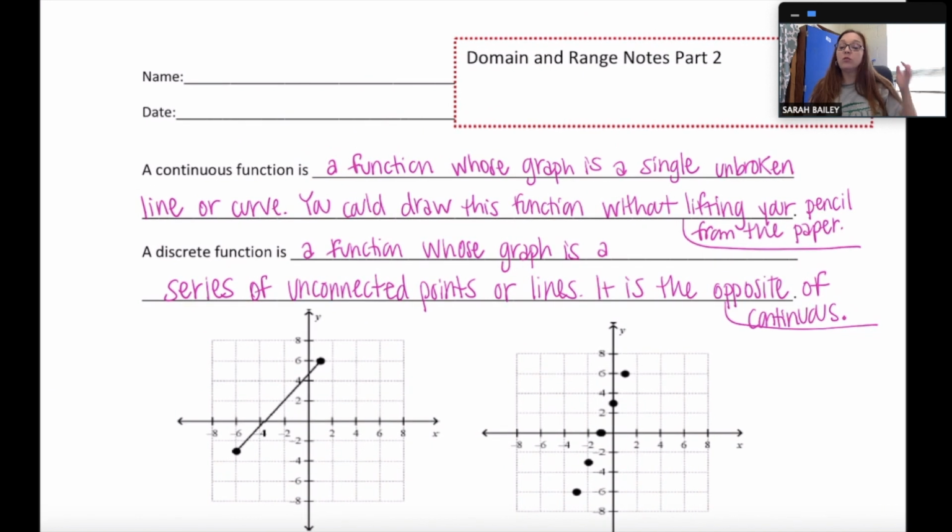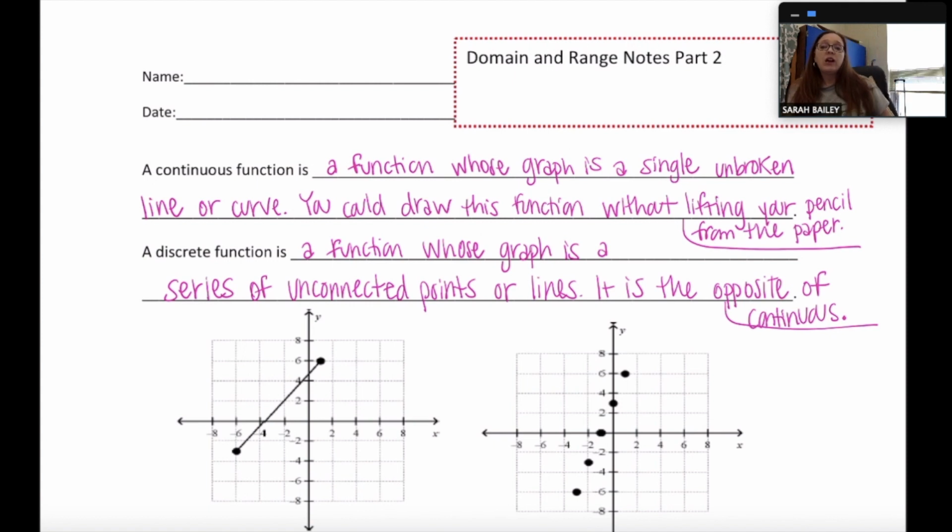On the next page, we're going to start talking about continuous and discrete functions. So you're going to want to pause the video to get these definitions written down. A continuous function is a function whose graph is a single unbroken line or curve. In other words, you could draw this function without lifting your pencil from the paper. Now, a discrete function is the exact opposite of a continuous function. It's a function whose graph is a series of unconnected points or lines. Okay, or in other words, if you were to draw a discrete function, you would have to lift your pencil off of the paper to continue graphing it.